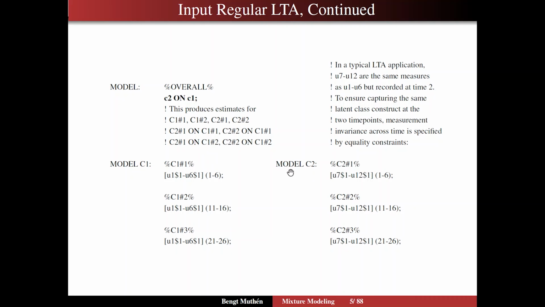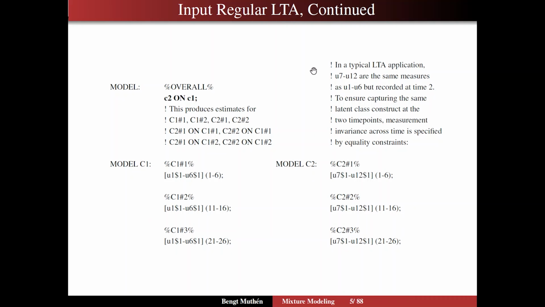Model C2, then, we repeat the same structure here, but we start with U7, the second time indicators, 7 through 12, for each of the 3 classes. And we're going to use equality constraints. You see that first class 1 through 6, first class 1 through 6, same parameter values. We hold them equal across time.